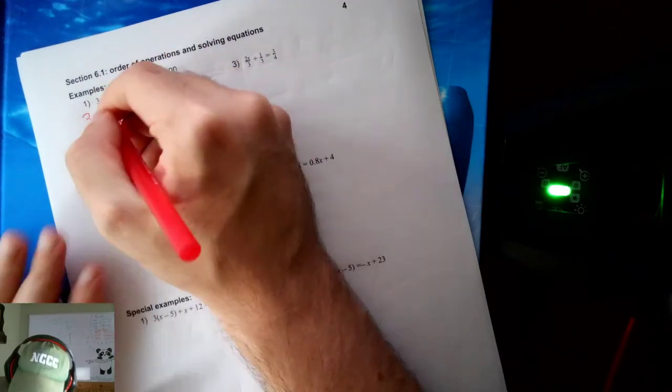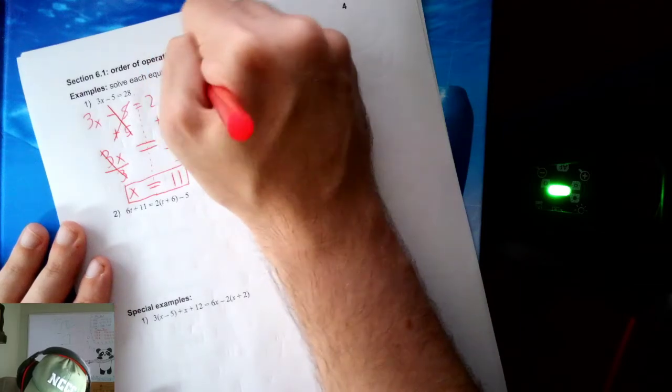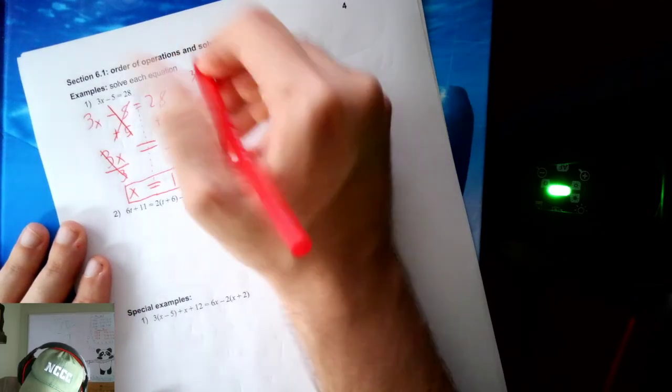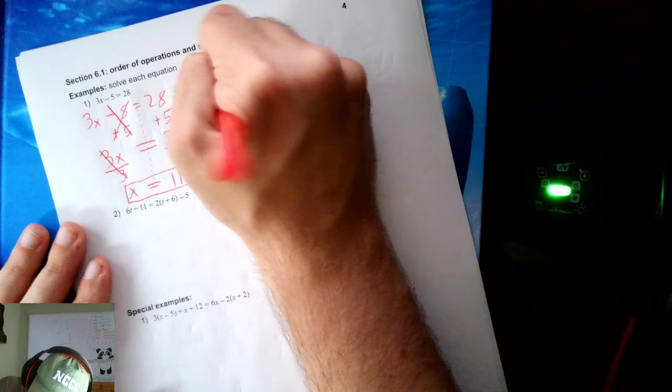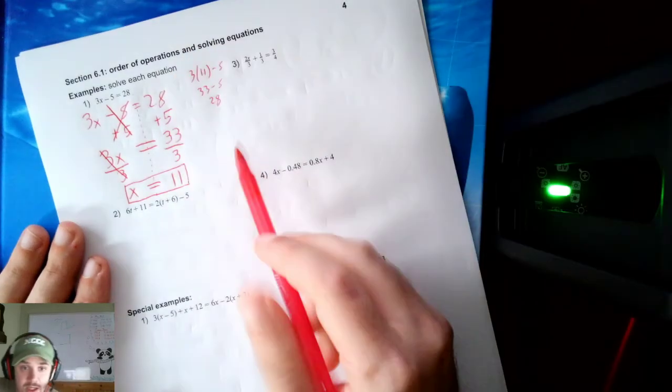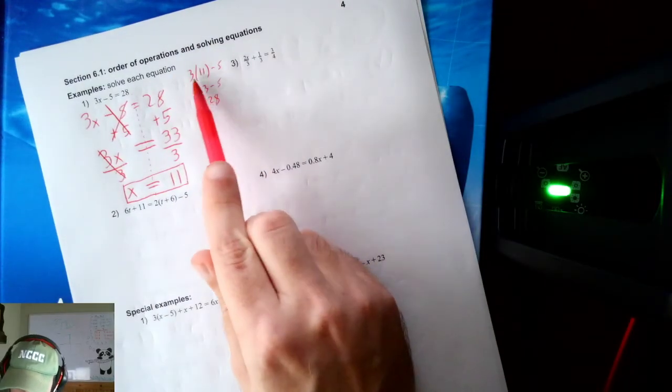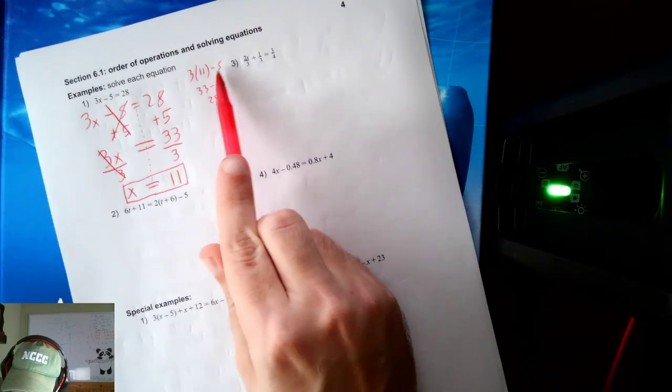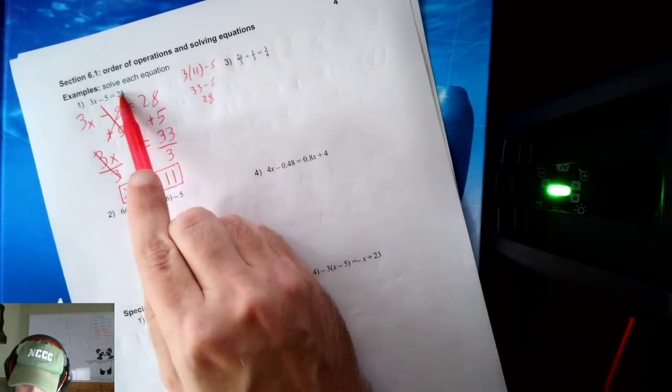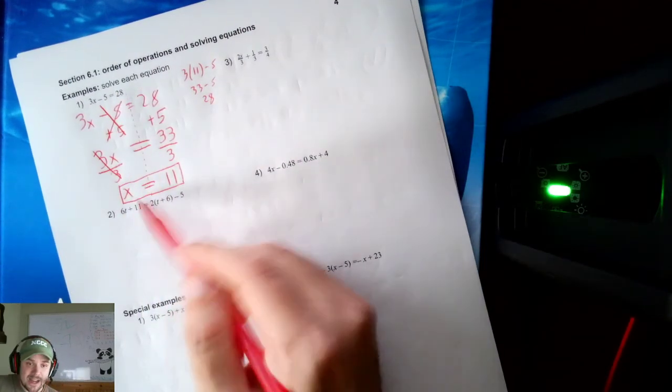So to check, I plug in 3x is 11 minus 5. I multiply, gives me 33 minus 5 gives me 28. Notice I just did a little scratch work, right? 3 times x minus 5, I plugged in and I worked it out and I got 28. I know it worked. So I know my answer is correct.